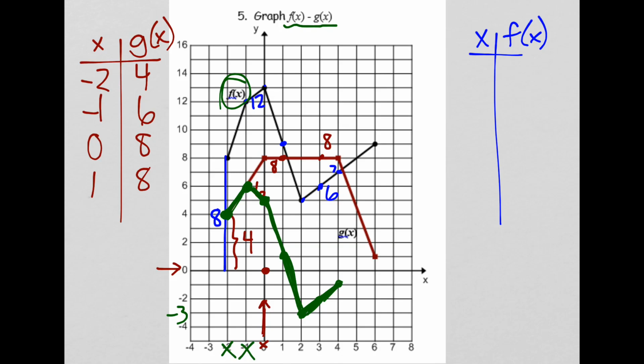Then I'm going to do the same thing for f of x, for the same values of x. Now when x was negative 2, then my function was up at 8. When x was negative 1, it was at 12. When x was 0, then the function was at 13. And when x was 1, it was back down to 9. And then you can subtract these points minus these points, kind of the way that we did on the front.